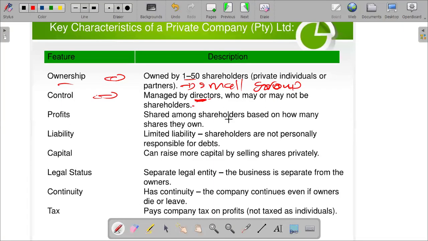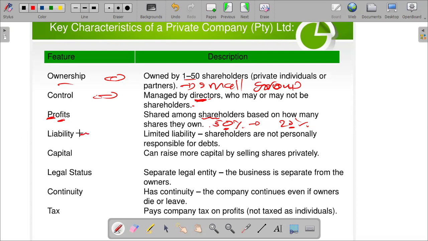Profits are shared among shareholders based on how many shares they own. So, for instance, if someone owns 50% and another person owns 20%, it clearly shows that this person will get 50% of the profit and this one will get 20%. So shared among shareholders based on the percentage of their shares.